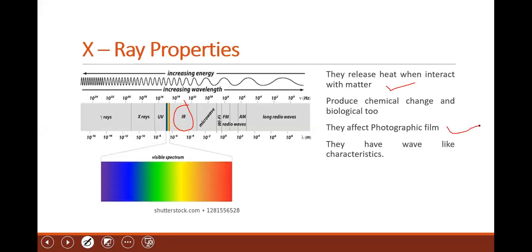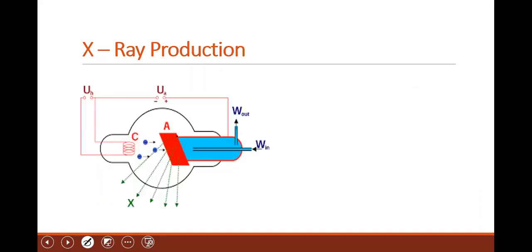They have wave-like characters, so they exhibit the phenomena of reflection, refraction, diffraction, polarization, etc. Next, X-rays are highly penetrating and invisible radiation, unlike visible light, which contains the 7 colors of the spectrum.